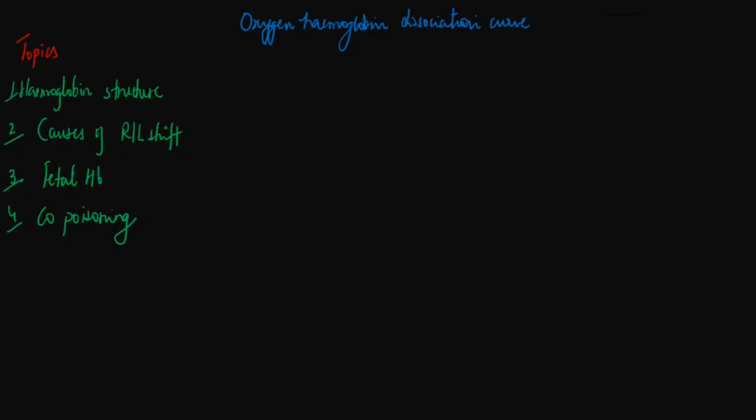In summary, we'll be discussing the structure of hemoglobin, followed by the causes of the right and left shift of the oxy-hemoglobin dissociation curve, a look at fetal hemoglobin, and finally a clinical correlation point, carbon monoxide poisoning. So let's first start by having a look at the structure of hemoglobin.